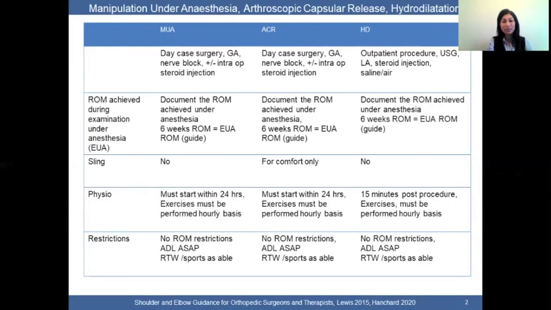Physiotherapy must start within 24 hours to ensure that the joint is moved in all directions and planes. A home exercise program should be prescribed to be done every hour. There are no restrictions with regards to range of motion limitations. Patients can return to their activities of daily living as soon as possible and return to work and sports as they are able to.